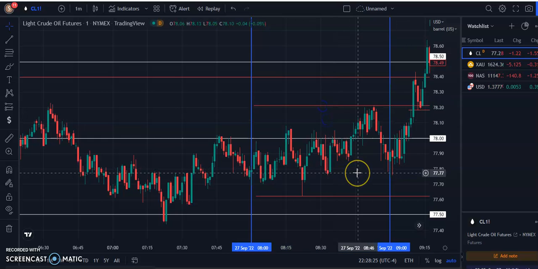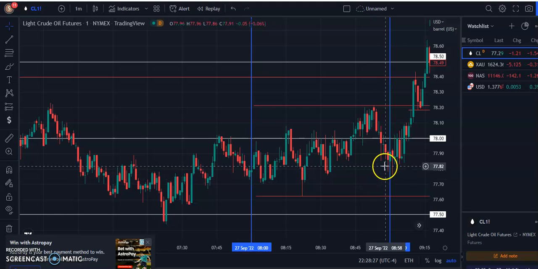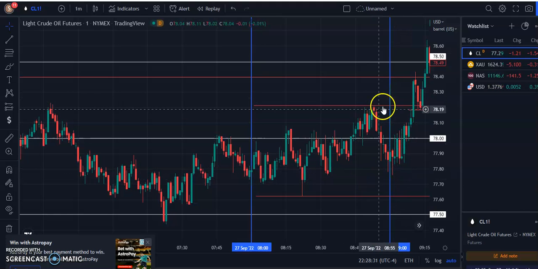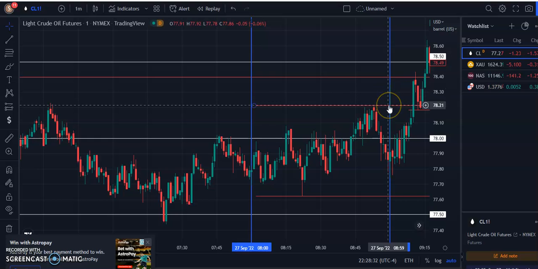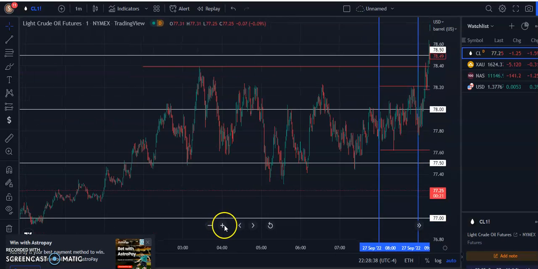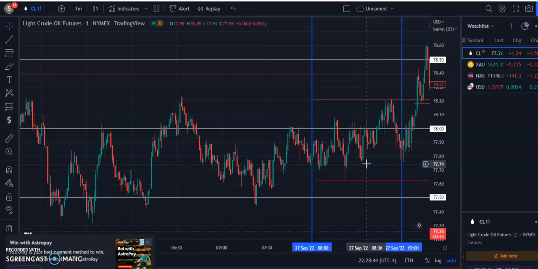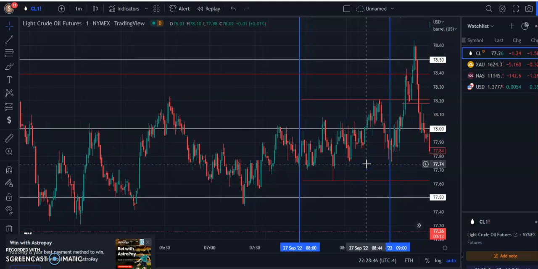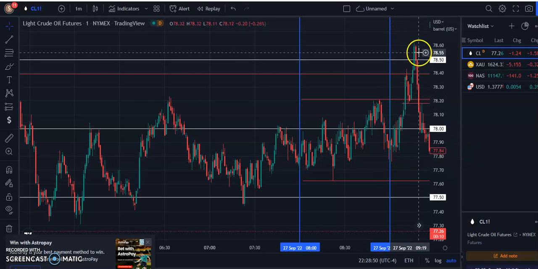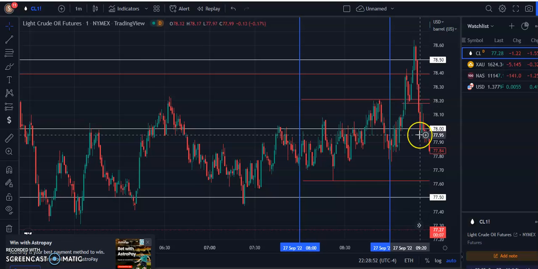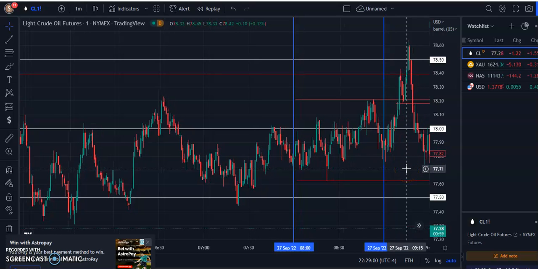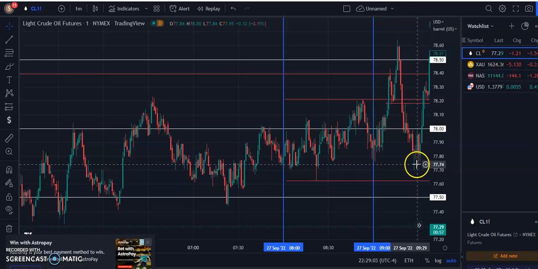Now, what am I looking for? I'm looking for a triggering of the high of the session, high of the day, and then an M pattern, break of structure and retest. And as you can see, the market went higher and then broke structure. Once they broke structure, we are looking for an engulfment.